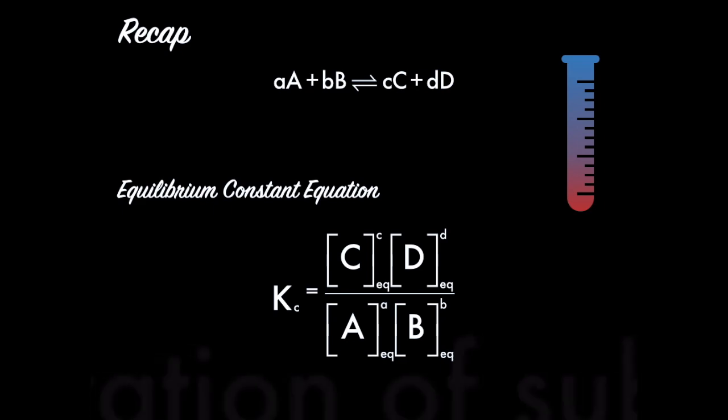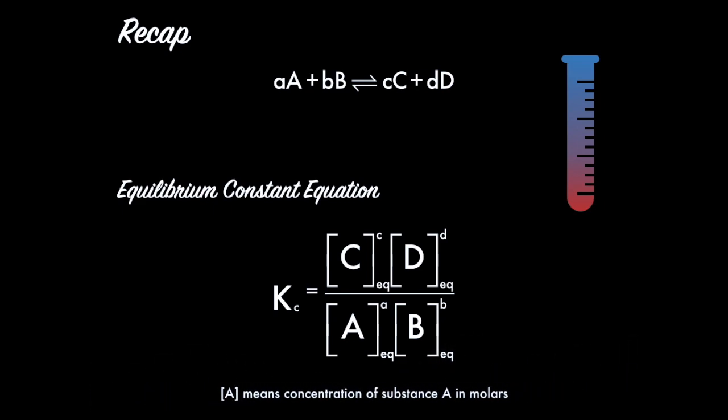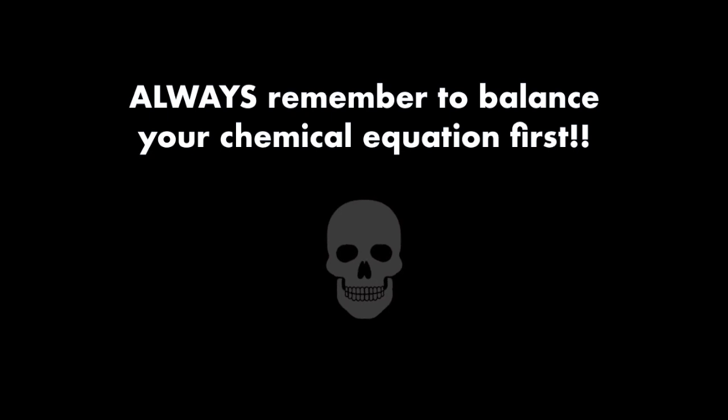The bracket enclosing the reactant just means the concentration of the enclosed reactant. So basically, the equilibrium constant is the product of the equilibrium concentrations of the products, each raised to the power of their respective coefficients, all divided by the product of the equilibrium concentrations of the reactants, also raised to the power of their respective coefficients in the balanced equation. Yes, never forget to balance your chemical equations first.